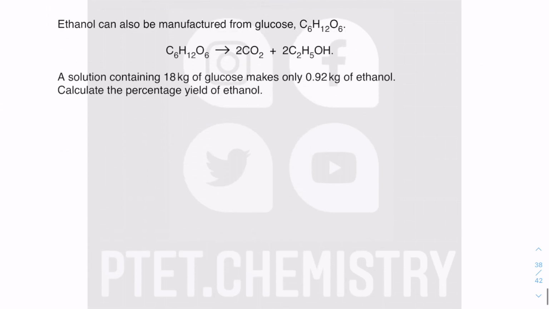The next question: ethanol can be manufactured from glucose. So this is a reaction called fermentation. You will do fermentation eventually in organic chemistry, towards the end of your course, whether you're doing IGCSE or O-level chemistry. So now we are dealing with kilogram. Since both of these will be in kilogram, I'm talking about glucose and ethanol, and you want the percentage yield of ethanol.